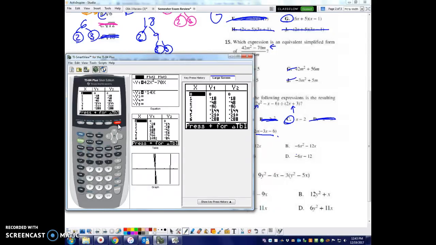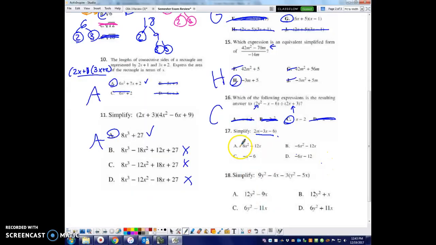That was a positive 6x. I'm sorry. Well, now we saw that B works. Yes, it is B. This is a positive 6x. The negative 6x minus 12 worked. It is B.